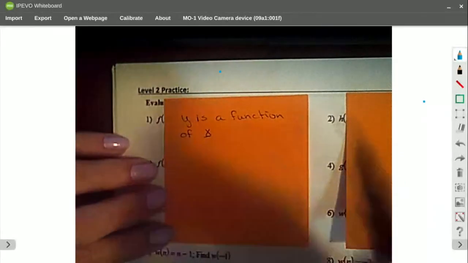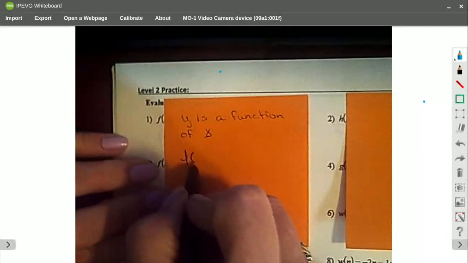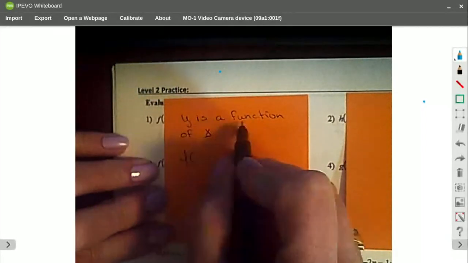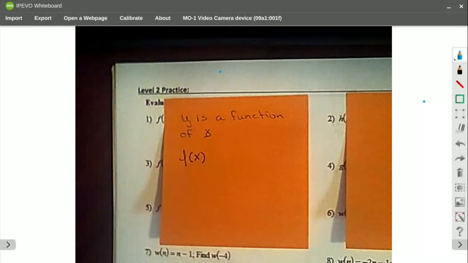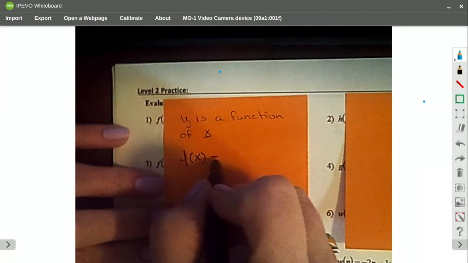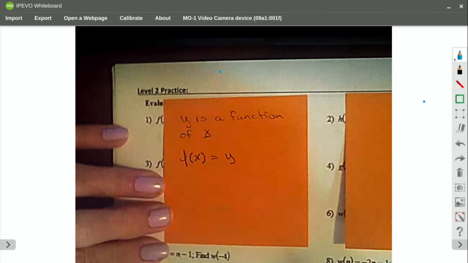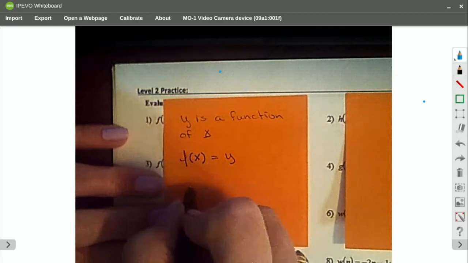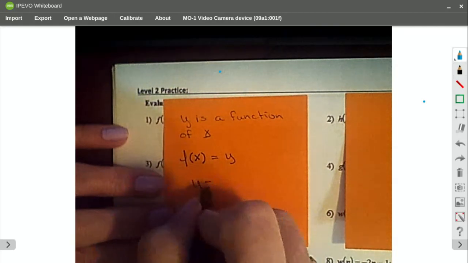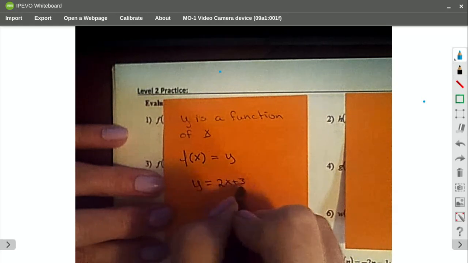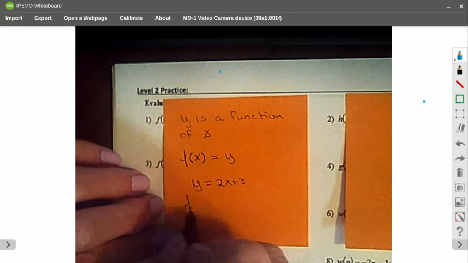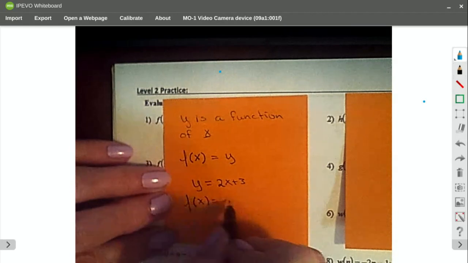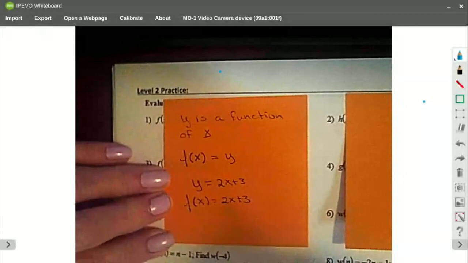And how do we write this in notation? Instead of writing all of this, y is a function of x, we say f of x. Okay? And so f of x, that's your y. F of x is just y. So if I had y equals 2x plus 3, now I'm going to write it in function notation, and I'm going to say f of x is 2x plus 3.